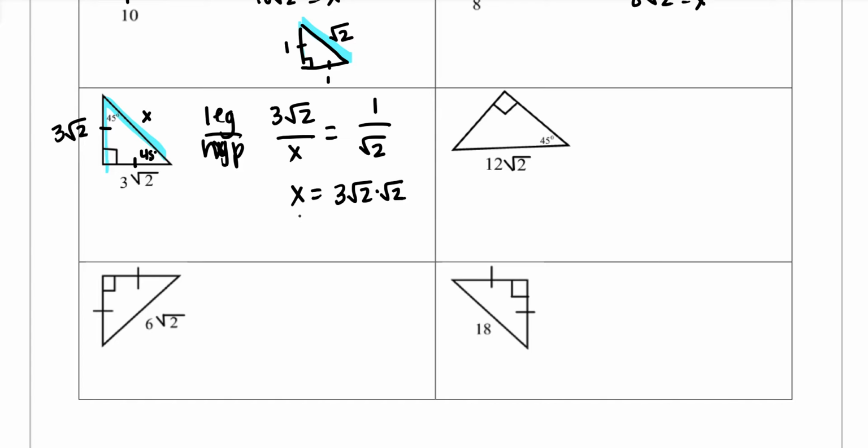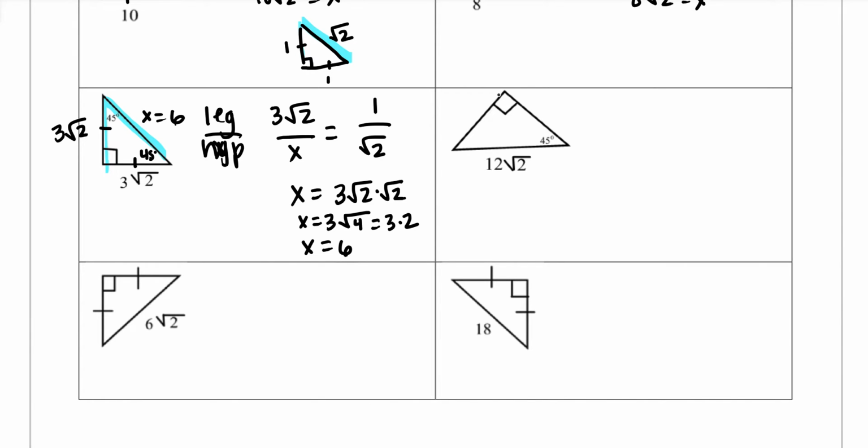But when you're multiplying radicals, if they both have a radical on top of them, you can just put what the two numbers are underneath and multiply them together. So this is the same as 3 root 4. And we know that the square root of 4 is 2. So this is really the same thing as 3 times 2, which is just 6. So that became 3 times 2, and we are left with x equals 6. So the hypotenuse for this triangle is 6.